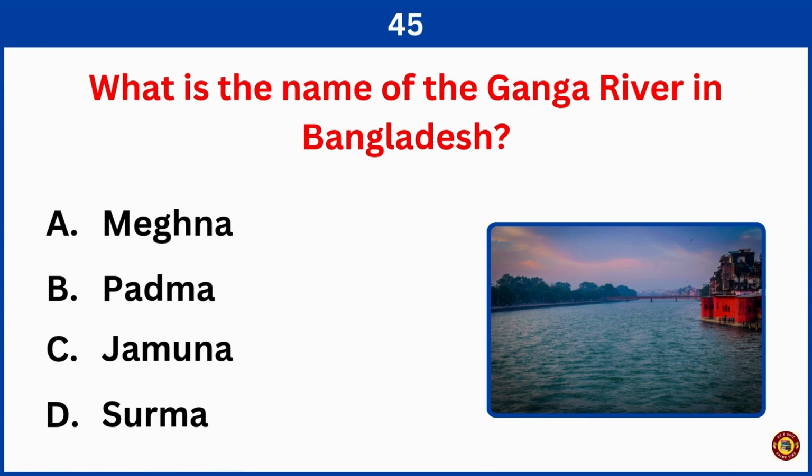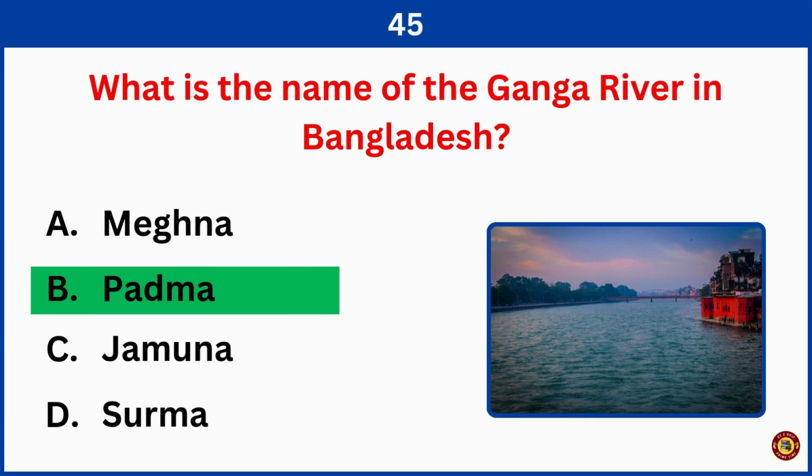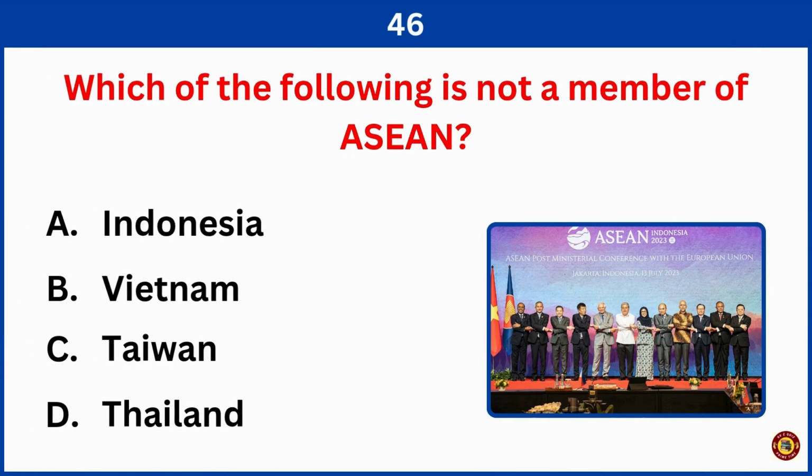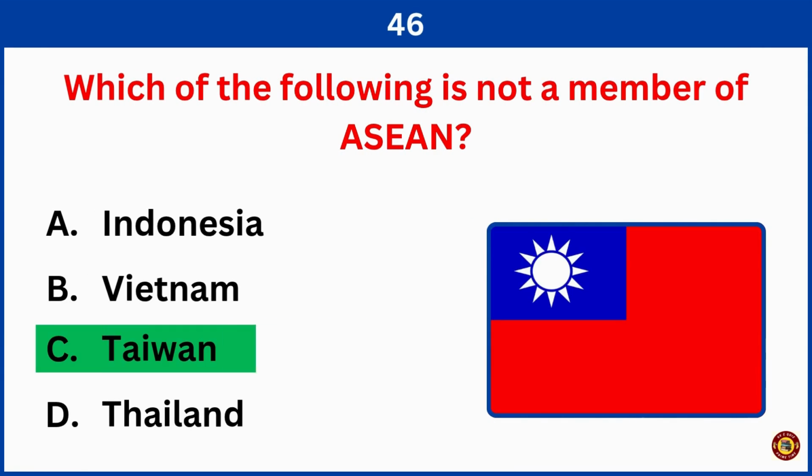What is the name of the Ganga River in Bangladesh? Right answer is option B, Padma River. Which of the following is not a member of ASEAN? Correct answer is option C, Taiwan.